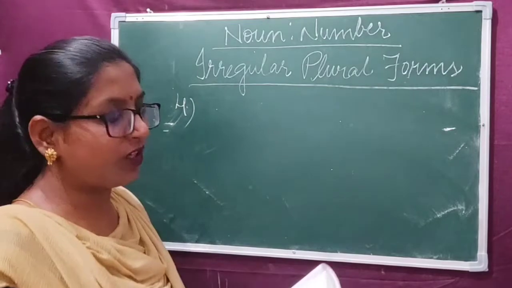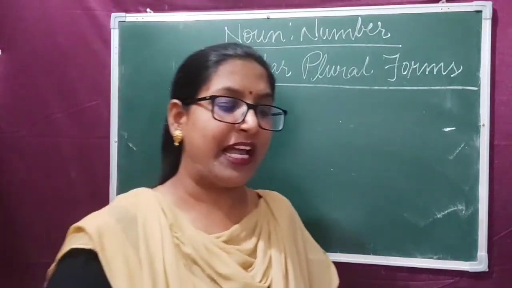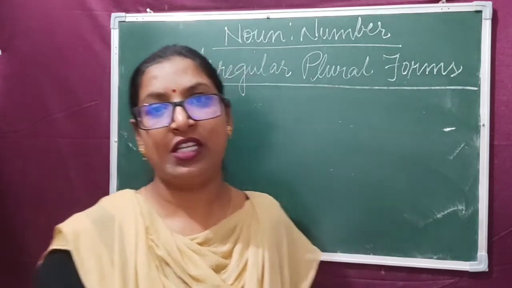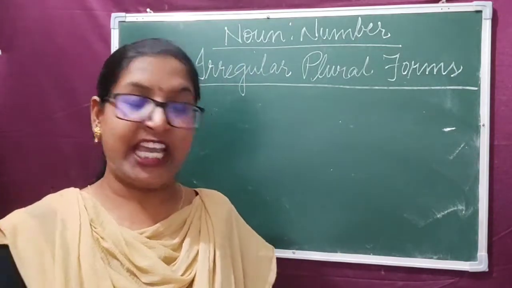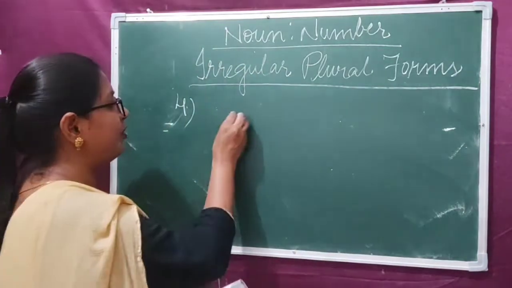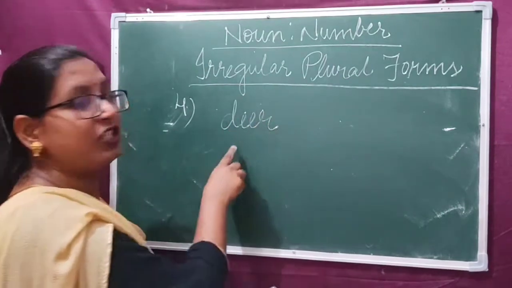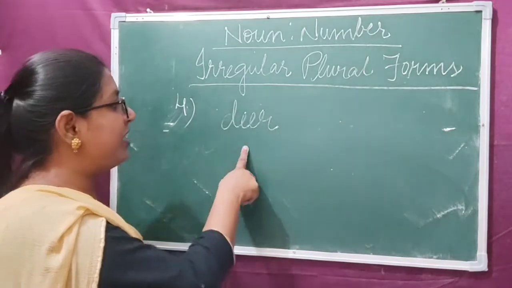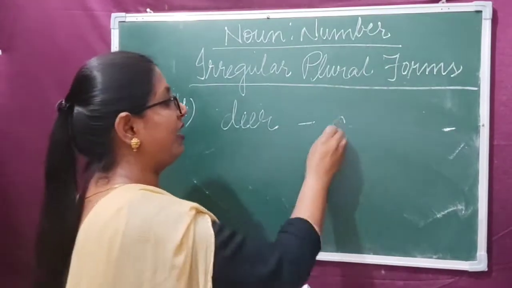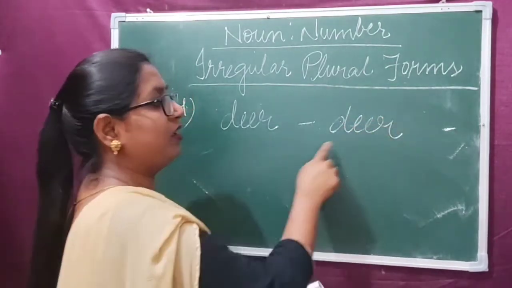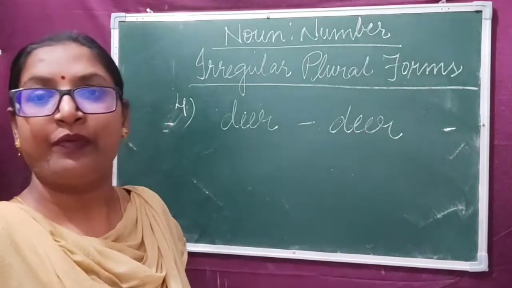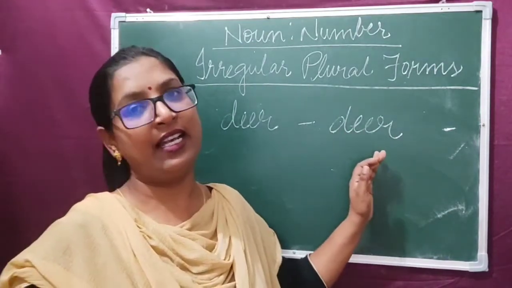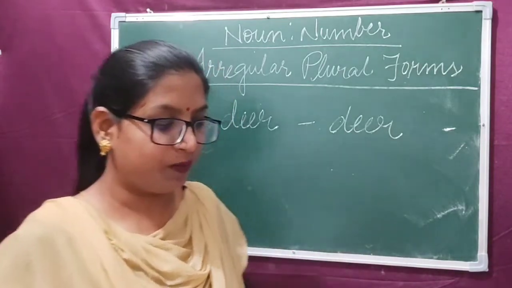Rule number 4, what does it say? Some nouns have the same singular and plural forms. For example, the word deer. It's the name of an animal. Deer. It is singular and plural both. Clear? The same word we use as a singular noun and as a plural noun.